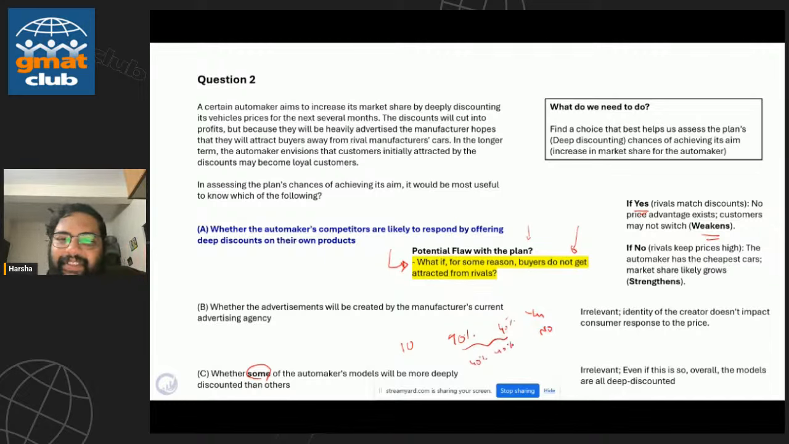Whether it's a yes or no, even if there's a 70% or 40% difference, at the end of the day, all these models have deep discounts. The automaker is providing deep discount overall, right? So it should have no impact.